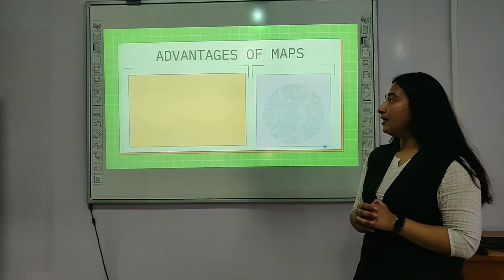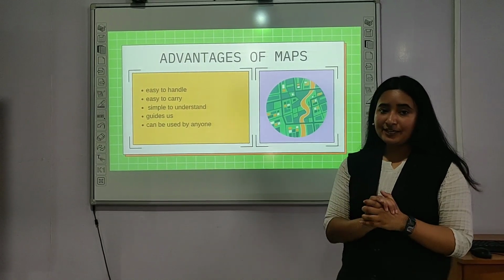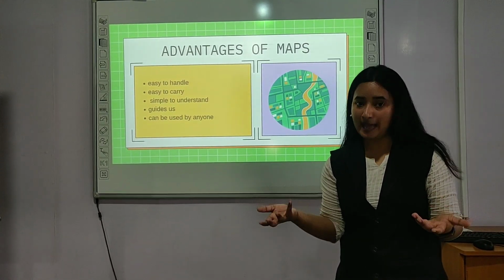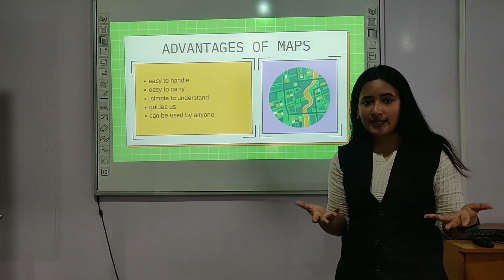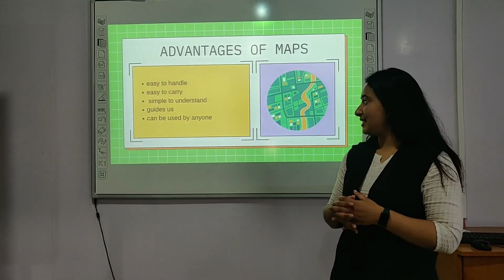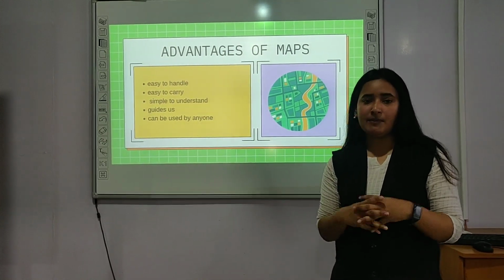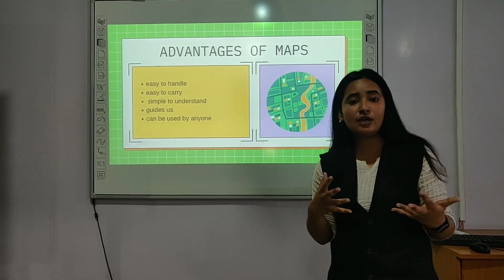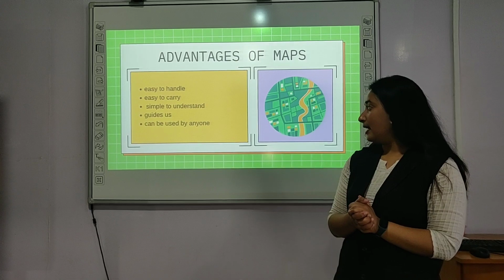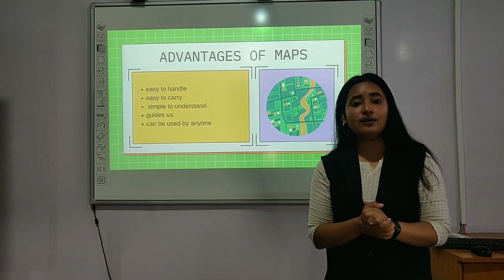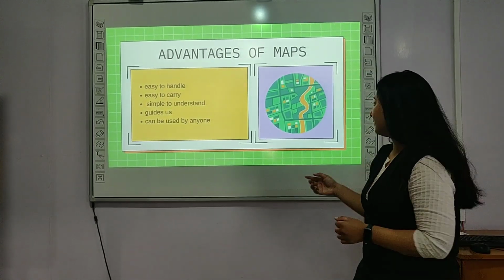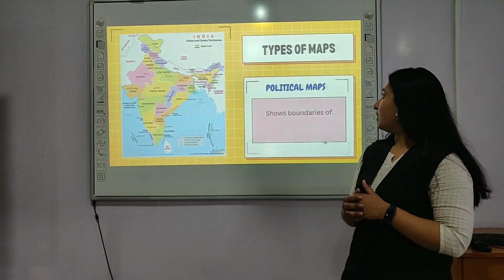The next is the advantages of a map. So there are several advantages of having a map. The first one is it is very easy and simple to handle. The second is it is very easy to carry, as we cannot carry a globe everywhere with us. We can definitely carry a map with us. The next is it is very simple to understand. Maps have connotations which are very easy to understand and it is not complicated. The next is it guides us. The last is it can be used by anyone, it does not need specific big-term knowledge to access maps.